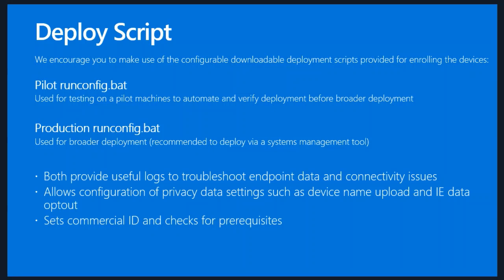Once you're happy with that, then you can make use of the production run config.batch file. This is used for your broader deployment or your production deployment. The benefit of using these scripts is that it does a number of checks on these devices. For example, do they have that compatibility update on Windows 7? You can push this through System Center Configuration Manager or whatever tool you have at your disposal within your organization, and it will set the commercial ID on these devices.